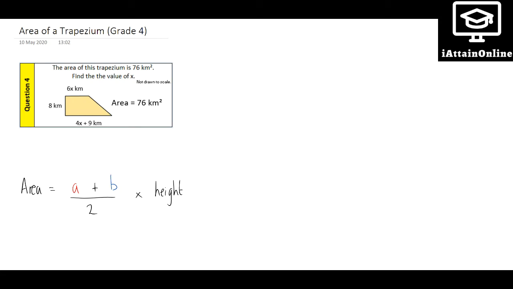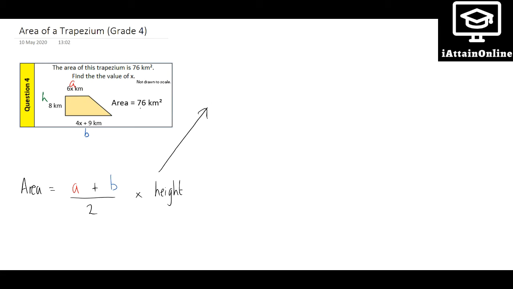So here we are told the area, and the two parallel sides have been given to us in terms of algebra. We're being asked to find out what the value of x is. So again, I'm going to label my two sides. I'm going to say this is A, this is B, and this is my H. Now I'm going to put everything that I already know into this formula here.